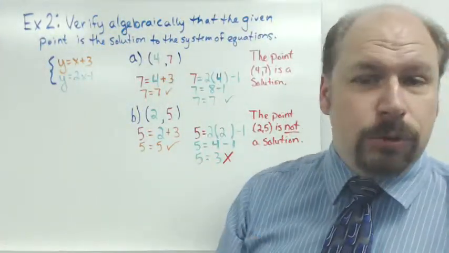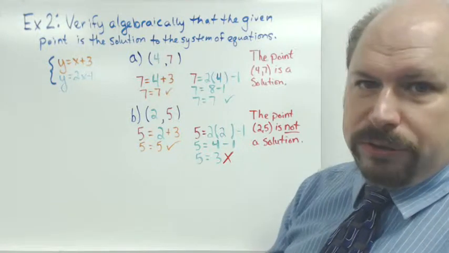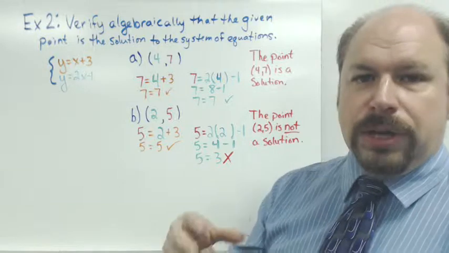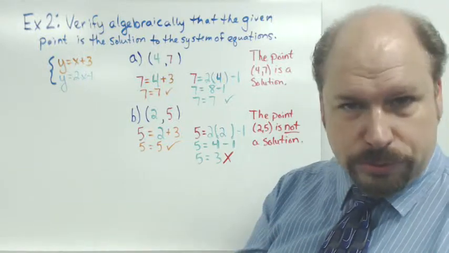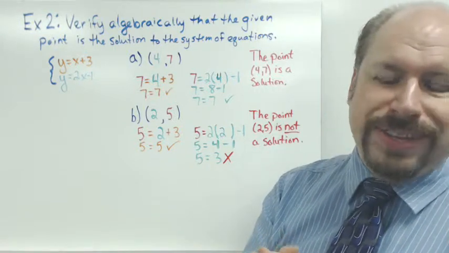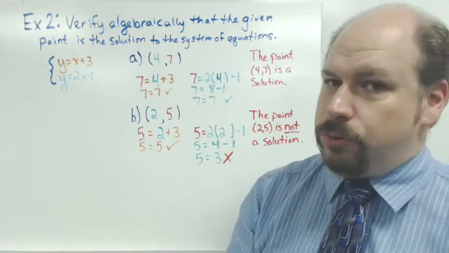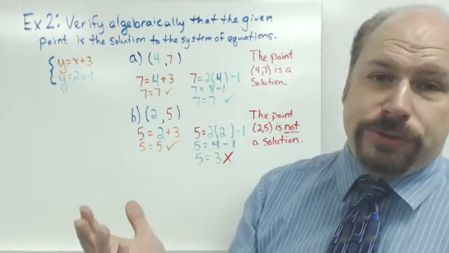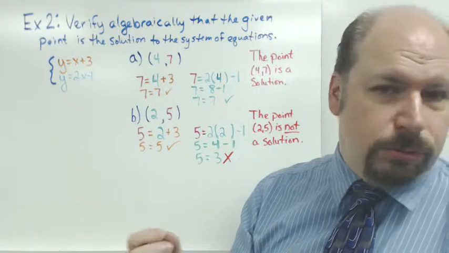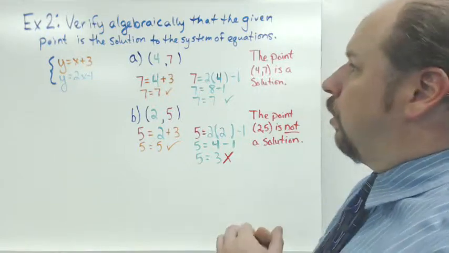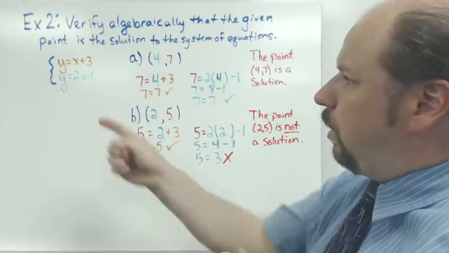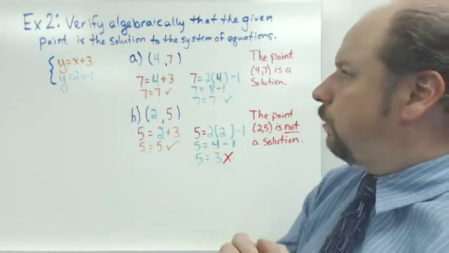Our next example, we're going to verify algebraically that we have found the correct solution. So again, we talked about that on the other problem. If we find the point that is the solution and plug it into both equations, it should be true for both equations. If it's not true for one of the equations or both, we've found the wrong solution. And so maybe we need to go back and check our graphs and make sure that we have the right graphs. Okay, so we have the system of equations, y equals x plus 3, and y equals 2x minus 1.